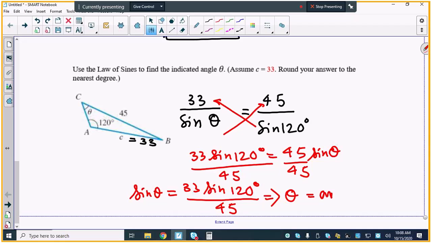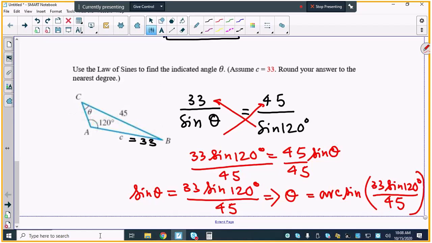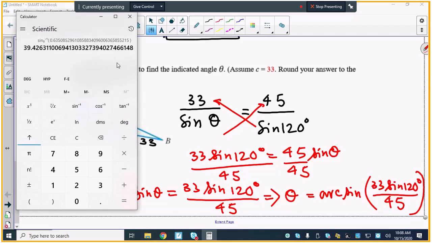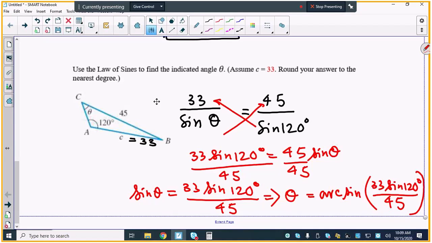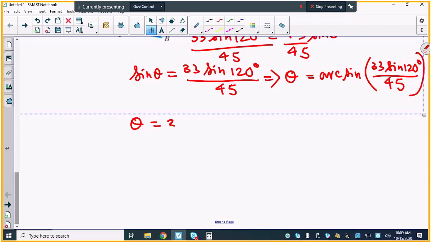theta is equal to sine inverse or arc sine of this entire quantity, which is 33 sine of 120 degrees over 45. Remember, this number is already calculated for us. All I need to do at this point is take the arc sine. So I go arc sine for this one, and it tells me that the angle is 39.4263, and I'm rounding to the nearest degree, so that should be the nearest whole number, which is 39 degrees. So the angle theta is approximately 39 degrees.